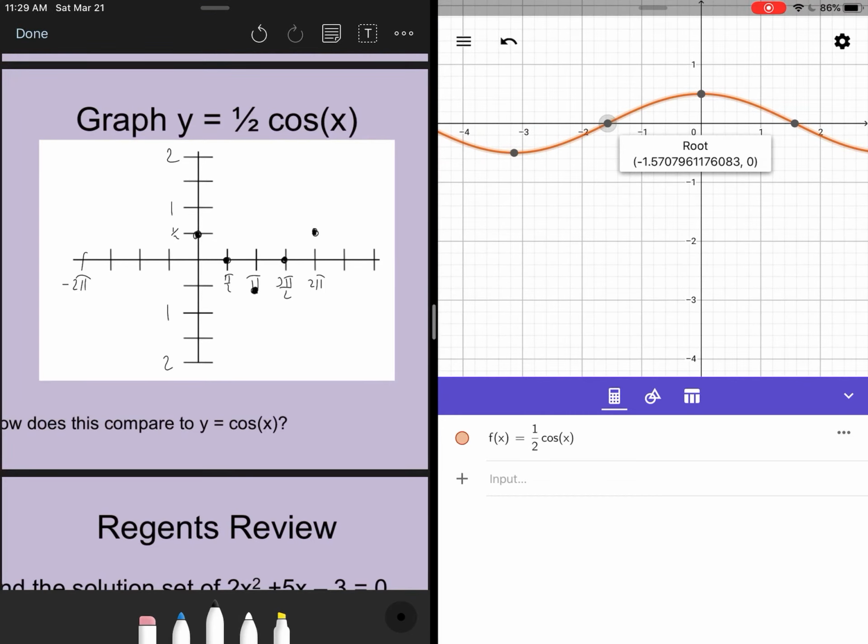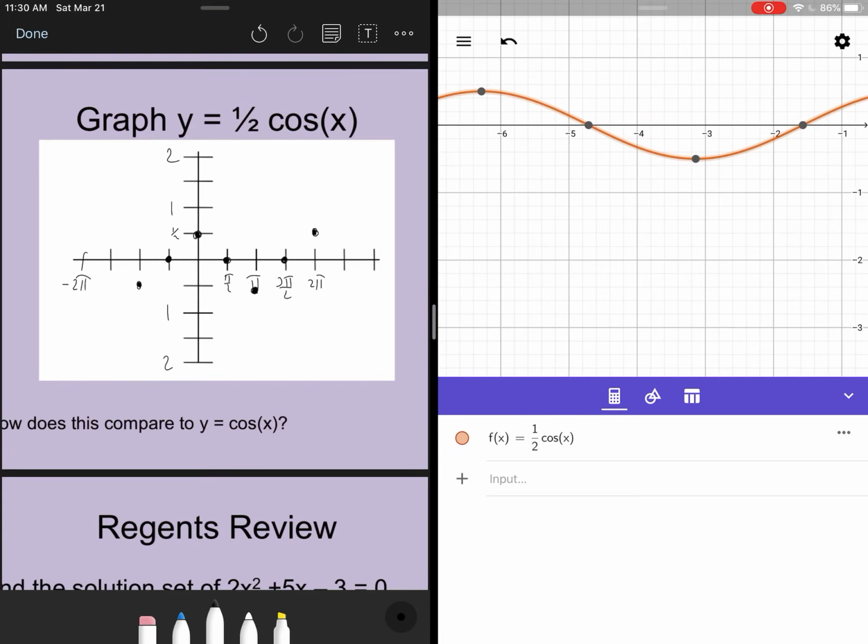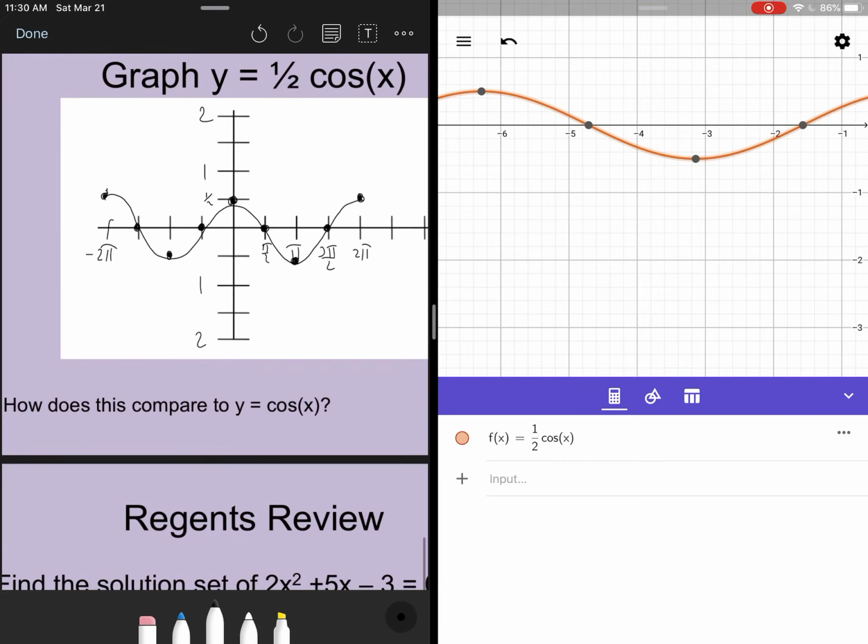Okay, in the opposite direction, when it is negative pi over 2 or -90, y is going to be 0. At -180, y is going to be -1/2. At -270, it's going to be 0. And at -360, y is going to be 1/2. Okay, and then just connect those. All right, and there you have it.